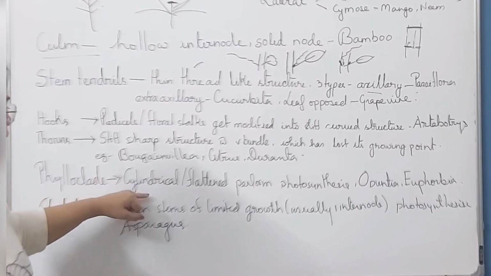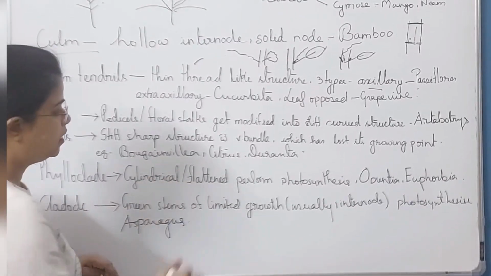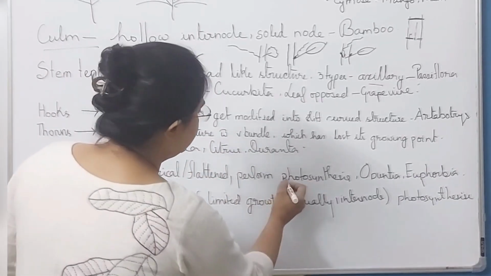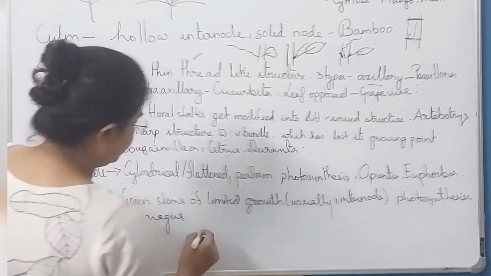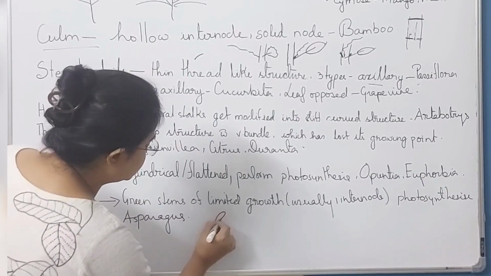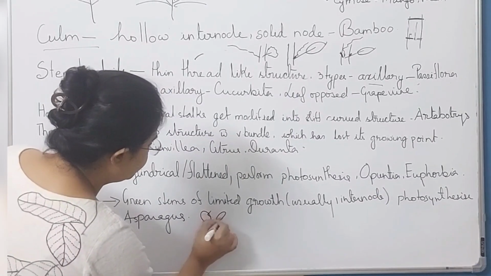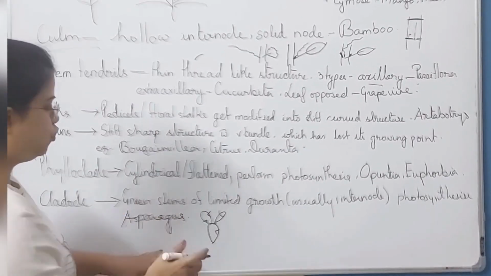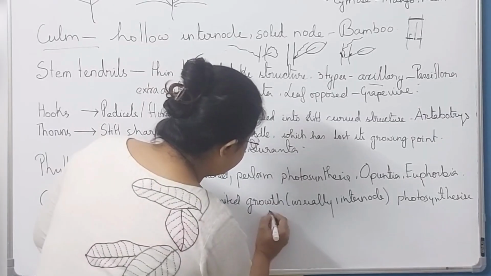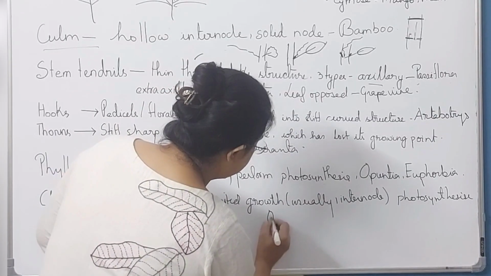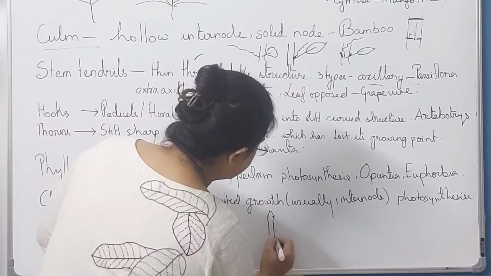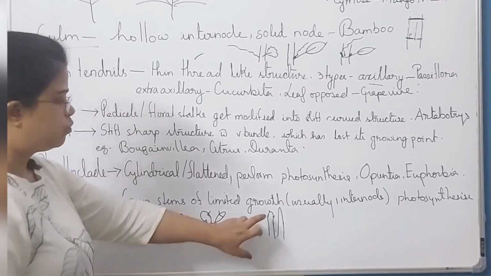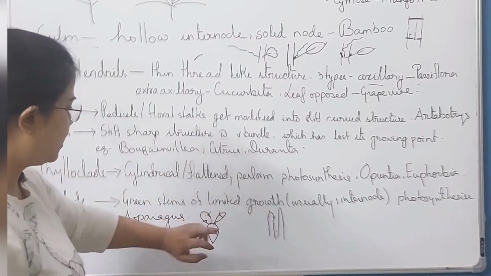Then phylloclade. Cylindrical or flattened. The entire stem changes its shape. Let us see Opuntia first. It is seen in Opuntia and Euphorbia. Opuntia is the common cactus we have all seen, right? In Opuntia, it becomes flattened. In Euphorbia, I think many of you can relate with the diagram. I am not going to draw a very good diagram. That is also like this. It is cylindrical, swollen. Very small reduced leaves are seen, and here we see spines.